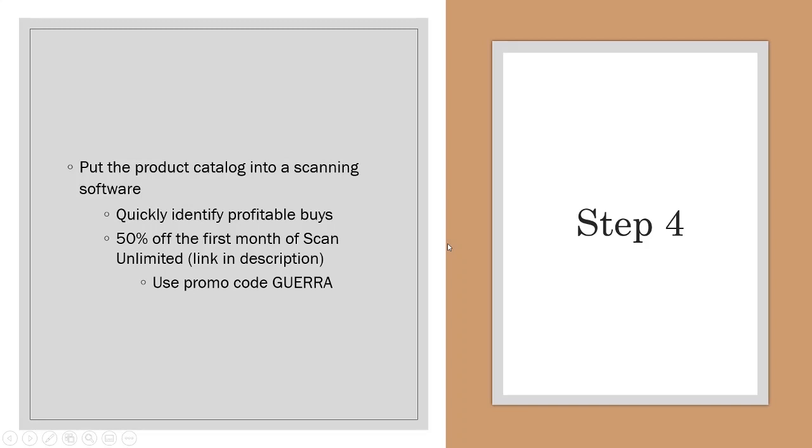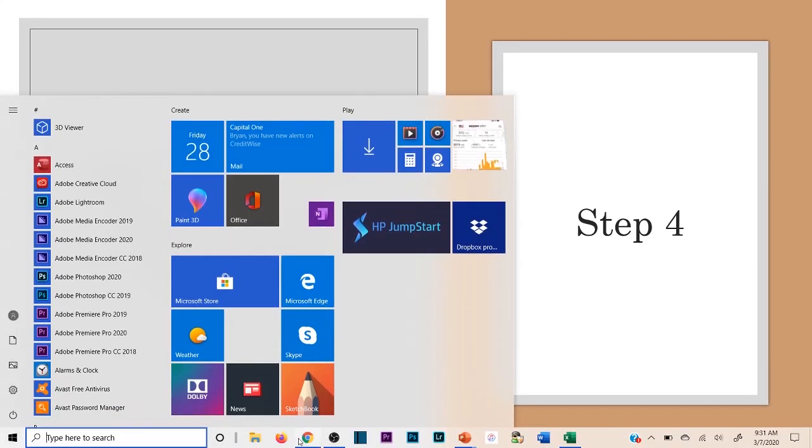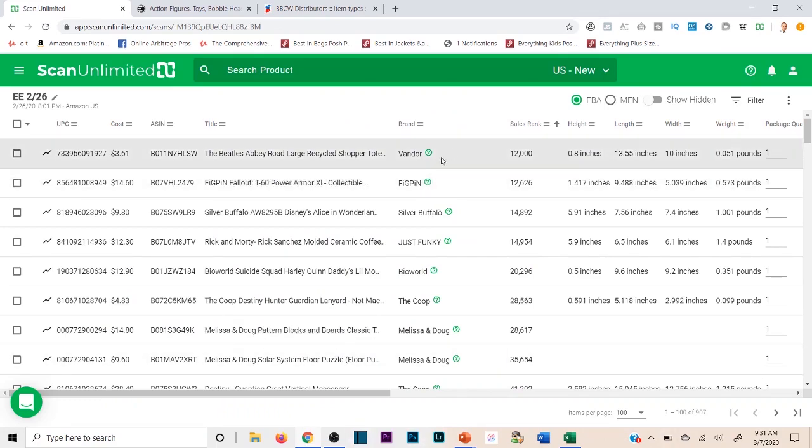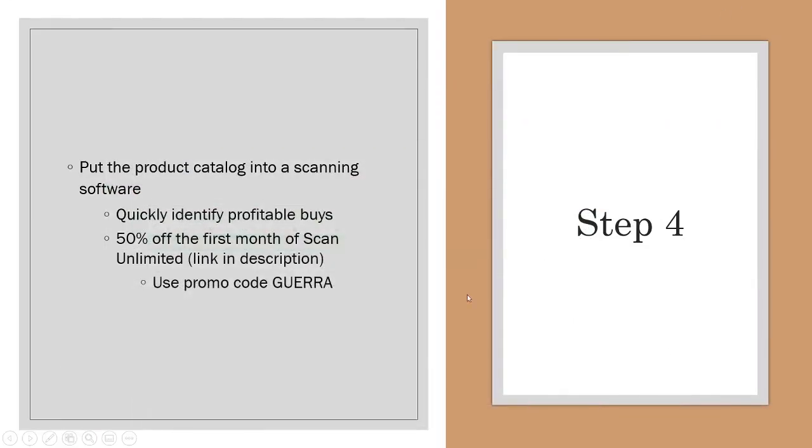is that you want to actually put the product catalog that you get from your wholesale supplier into a scanning software. Now, I use Scan Unlimited. If we look and we pull this up real fast, that's what the tutorial today is going to be on. I'm going to show you how to source through the Scan Unlimited software, how to actually throw the product catalog in there, and all that good stuff.